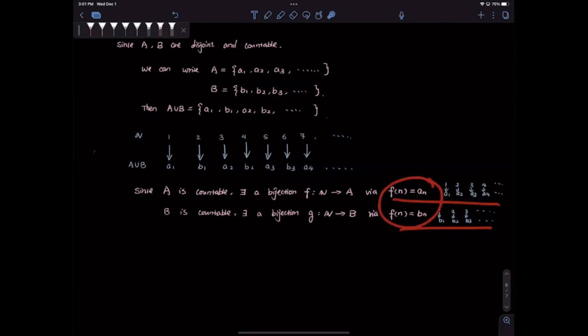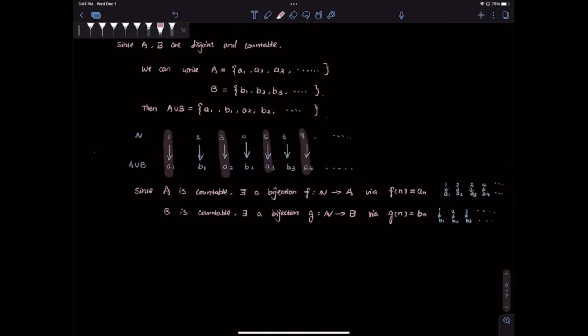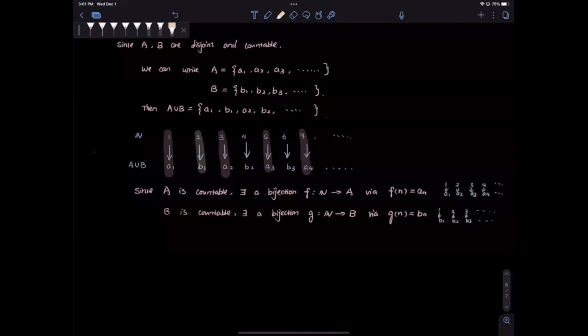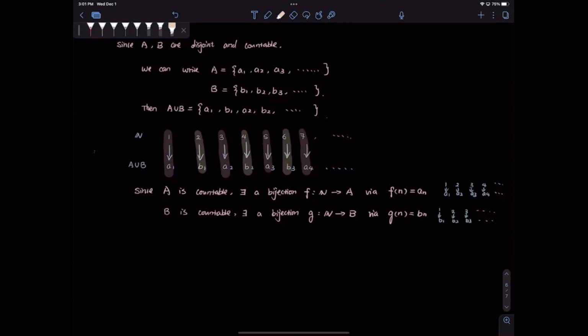I want to use those two functions to come up with a new function such that 1 goes to A1, 2 goes to B1. By looking at this, I notice that all the even ones and odd ones are together. You see, the odd ones map to A's, even ones map to B's. Do you guys see the pattern? So that means we need a piecewise function.